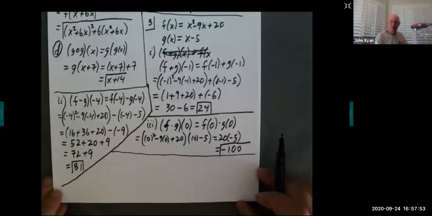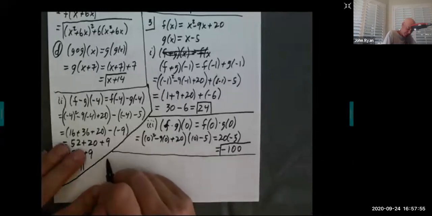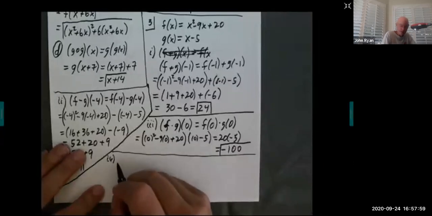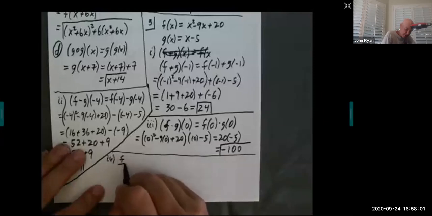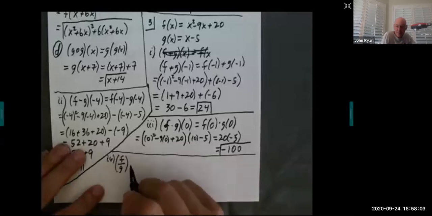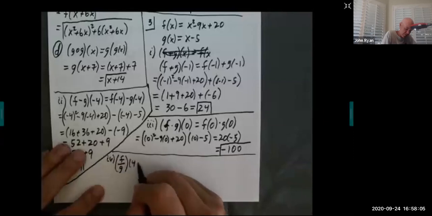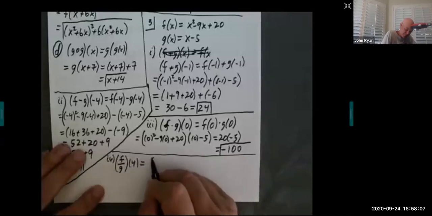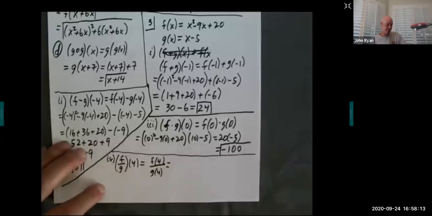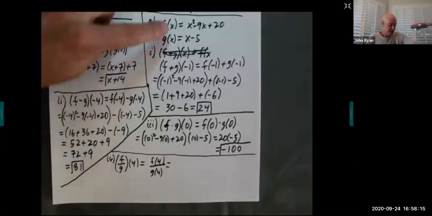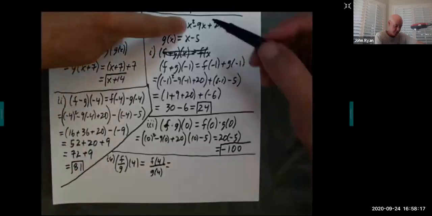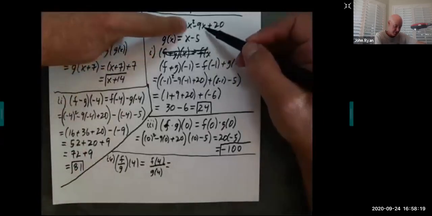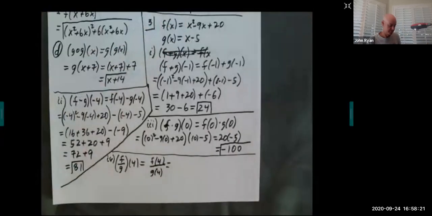Squeeze part 4 down here. And we have f divided by g of 4. So again, I'm going to evaluate when 4 here, and also there, and then divide the 2.